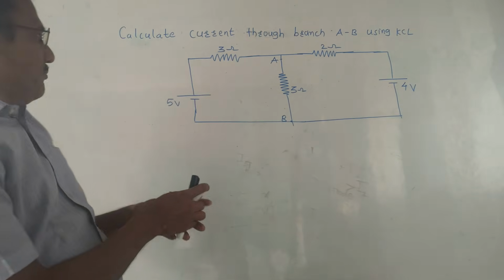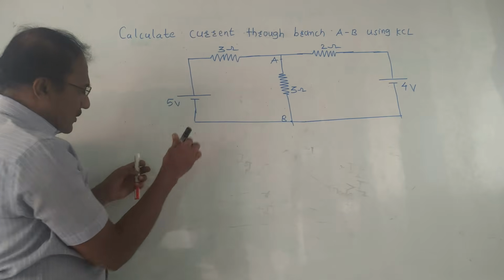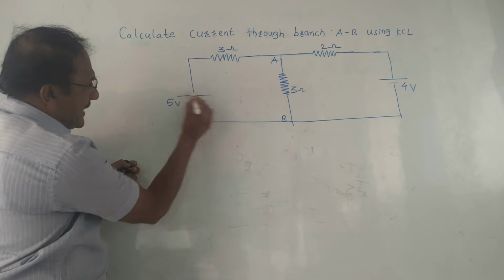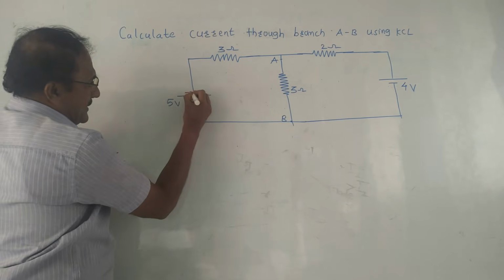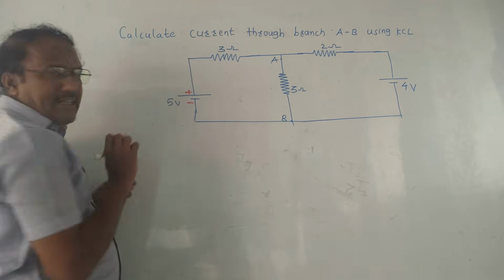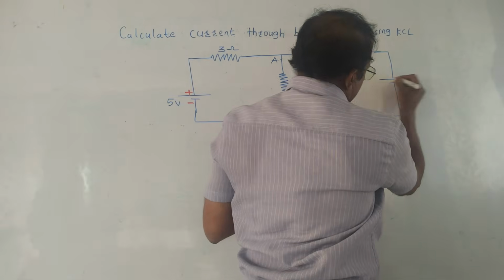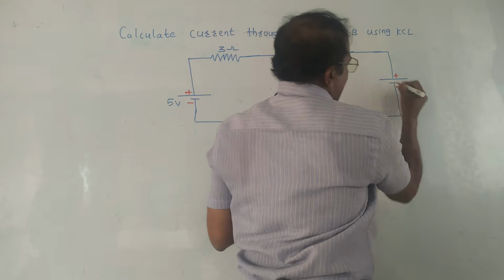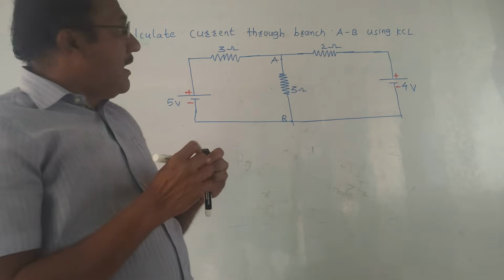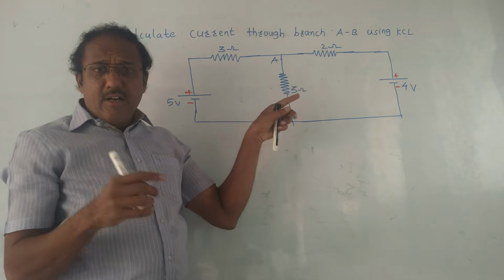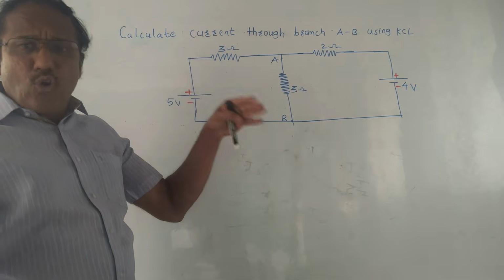Do remember the basic points. In case of a voltage source, the longer terminal indicates positive. So this is the positive terminal, remaining is the negative terminal. Similarly, for 4 volt, the longer terminal indicates the positive terminal, remaining is the negative terminal. Now in the question, the directions of current are not given.